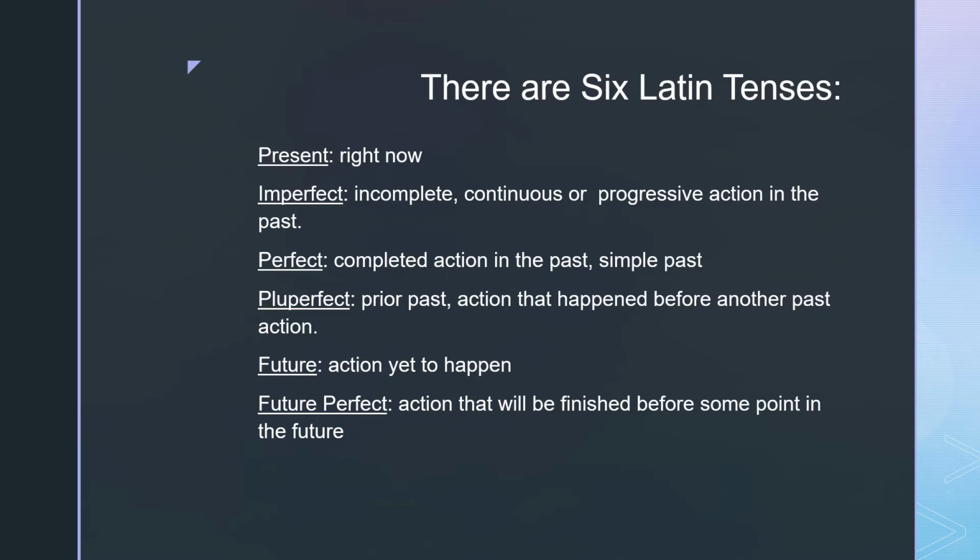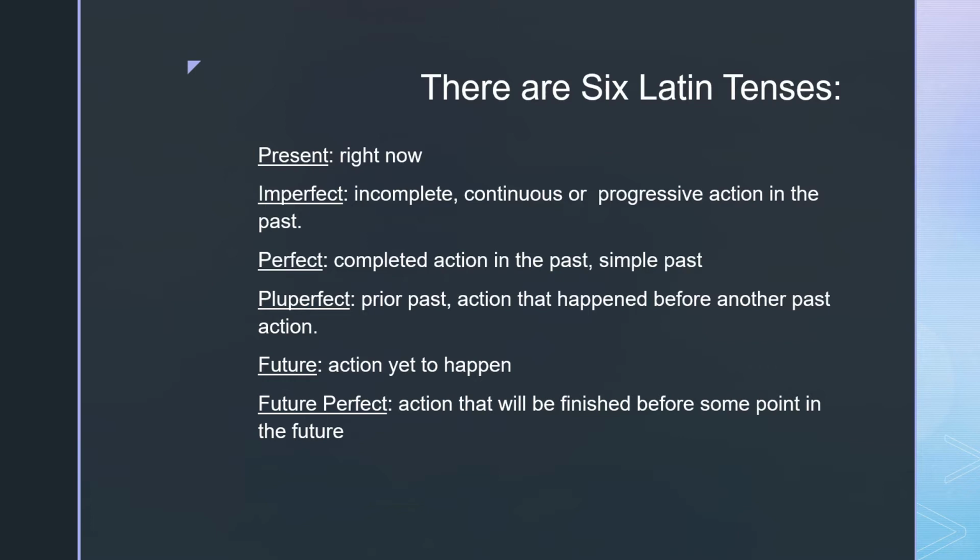The present tense, which happens now, the action happens right now. The imperfect tense, where the action happened in the past but is incomplete, or it was a continuous action. The perfect tense is also a past tense, but that action was a completed action or action that took place only at one time.